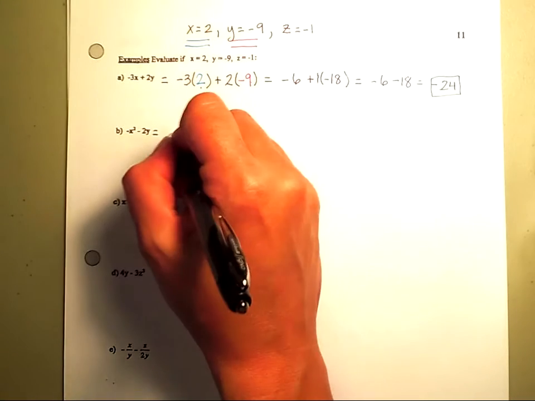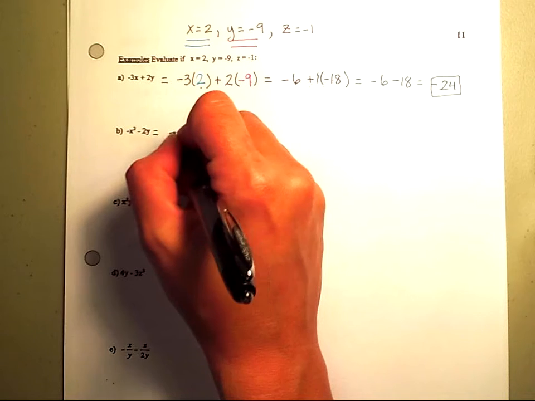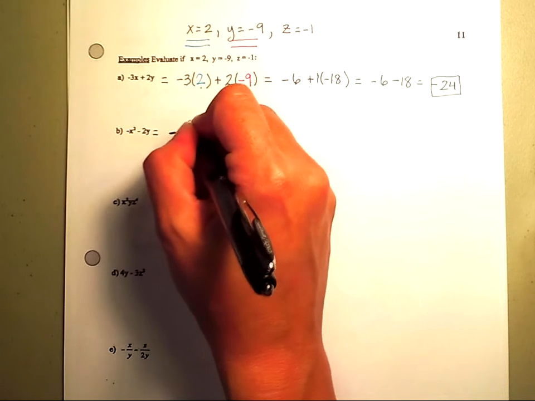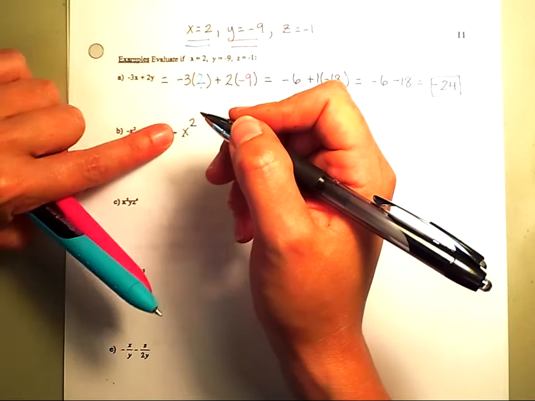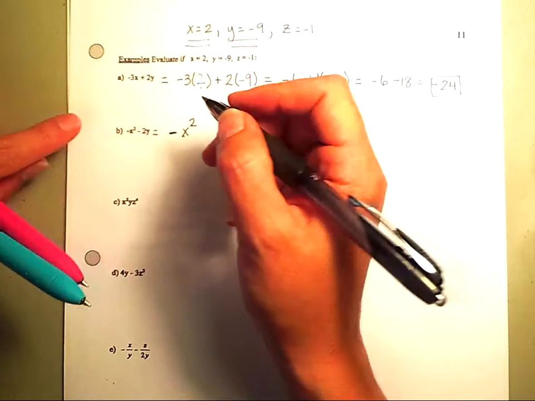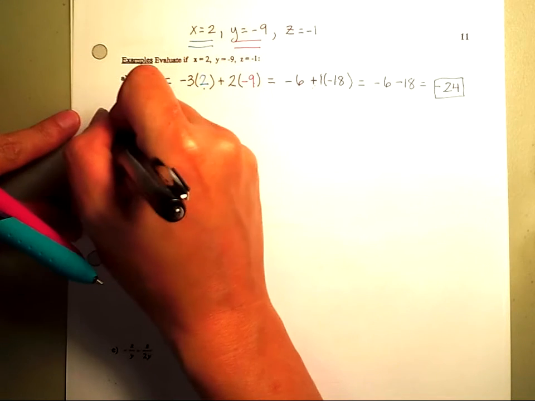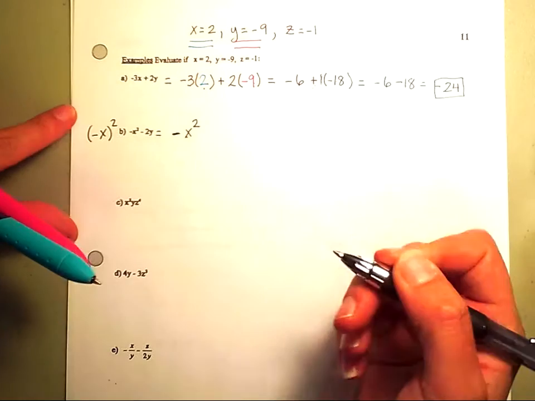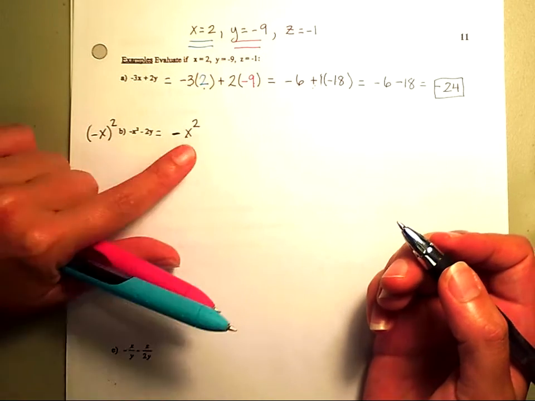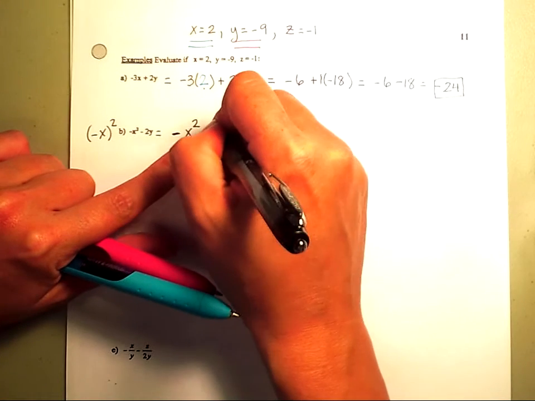Now in the next one I want to be careful and point this out to you. There's a negative x, and the x is the only thing that's being squared, not the negative. If the negative was to be squared as well, it would look like that. Okay, so we'll have to be careful here. Then we're going to subtract 2y.